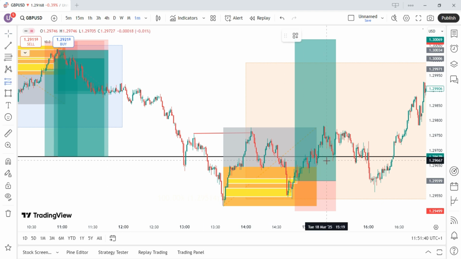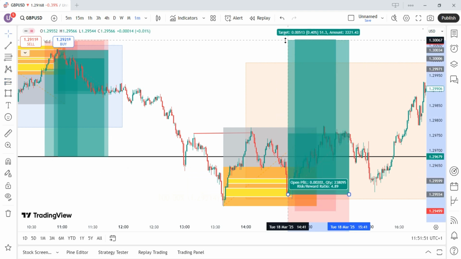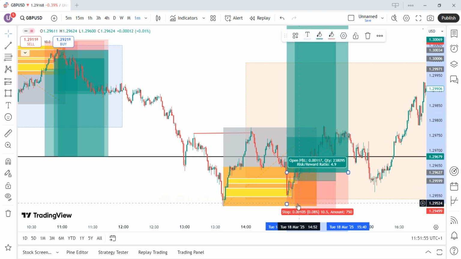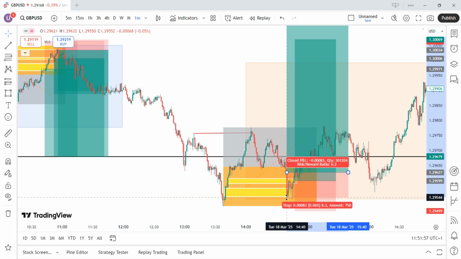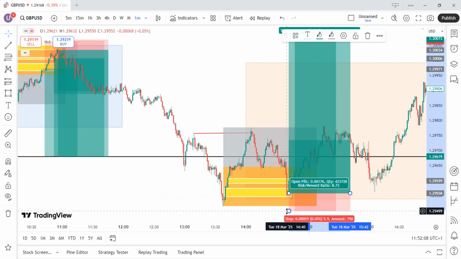Our second entry is on this fair value gap with the order block. This is our second entry. We'll hit it here. We'll take it up. Second entry always gives us a better risk to reward ratio as usual. So this is our second entry. This second entry is giving us about 1:8 risk to reward.